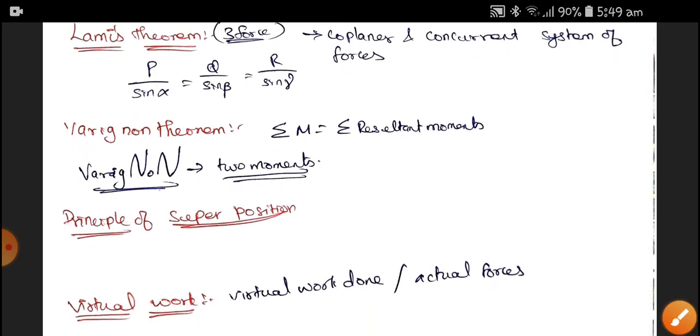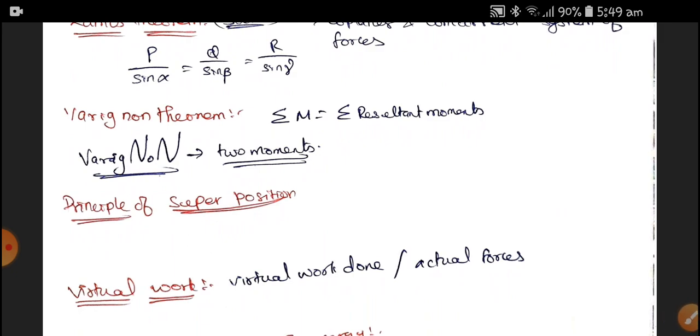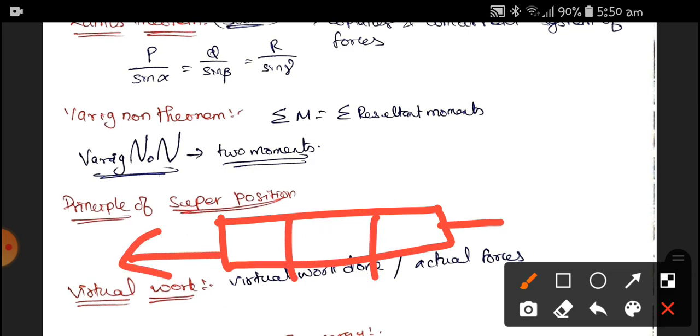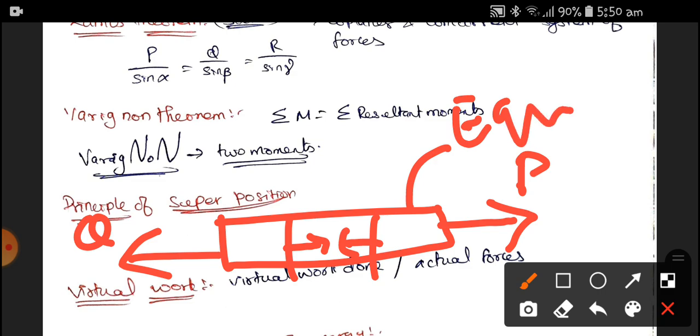Next is the principle of superposition. The state of a body does not change by additional forces when it is in equilibrium. Say this is a body in equilibrium, and both forces P and Q are constant. If we apply more than two forces, or any forces, it won't change the body when it is in equilibrium. So this is called the principle of superposition.